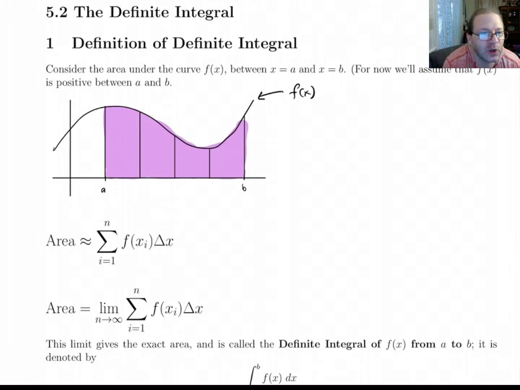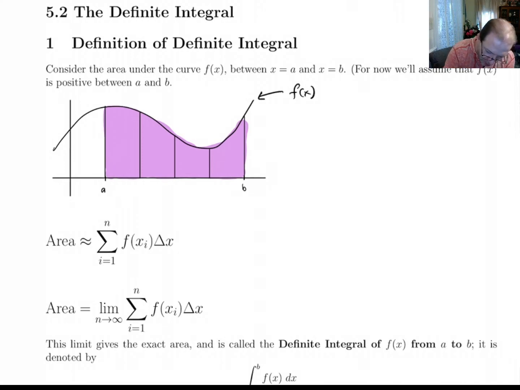All right, in 5.2, we're going to look at the definite integral. Now, the first thing we're going to look at is just the definition of the definite integral, and that comes about from finding the area underneath this curve. Remember, when we did this before, we found the purple area here by adding up the areas of a bunch of rectangles, and we got an approximation. And so that's what this shows right here.